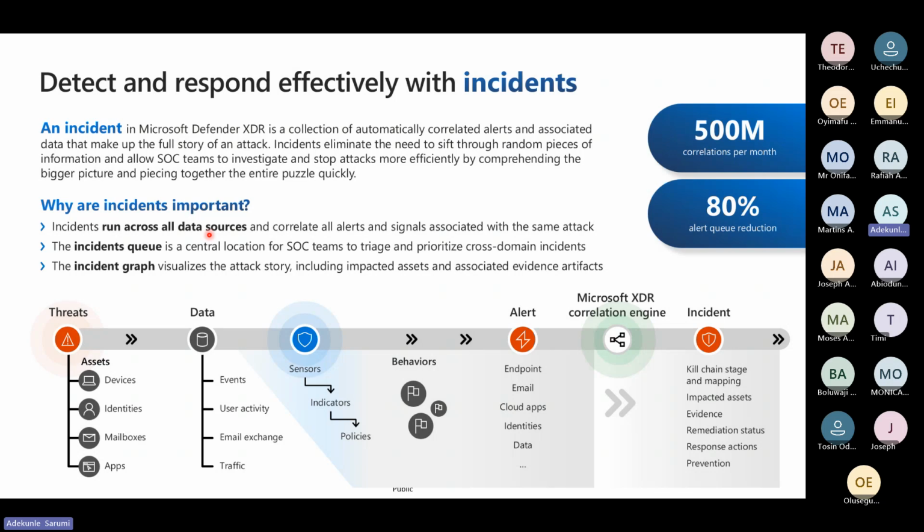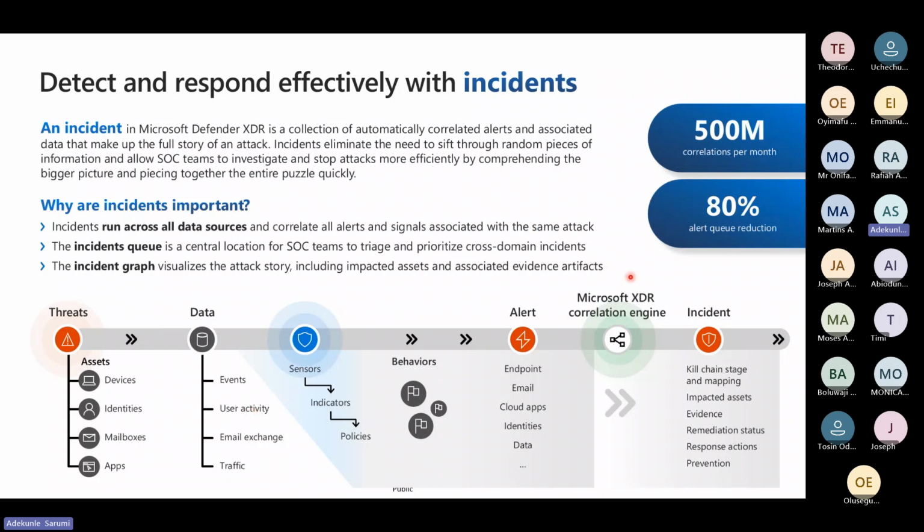So why are incidents important? Incidents run across all data sources. So the incidents you find will run across your devices. You see incidents for devices. You see incidents for identities, for mailbox and applications. You'll also see for your data, the events, the user activity, email exchange, the traffic. It shows you who sent what, what happened, when the user clicked on this link, how did he get this, who was the man in the middle, and everything. You can actually see all of them.